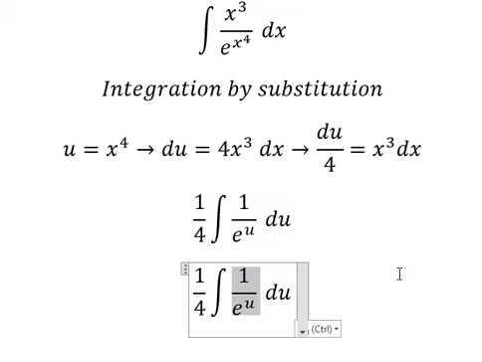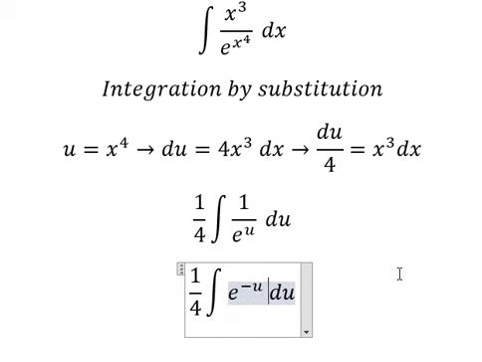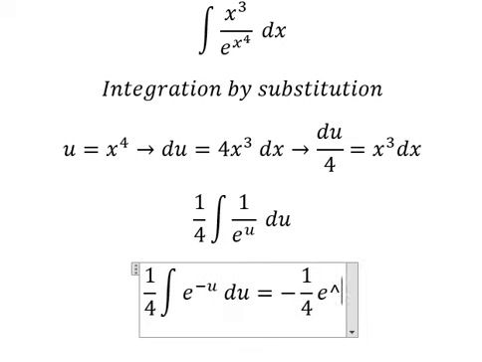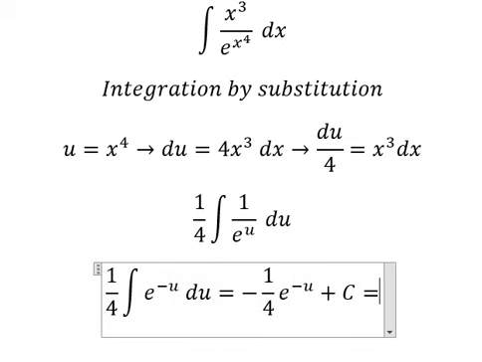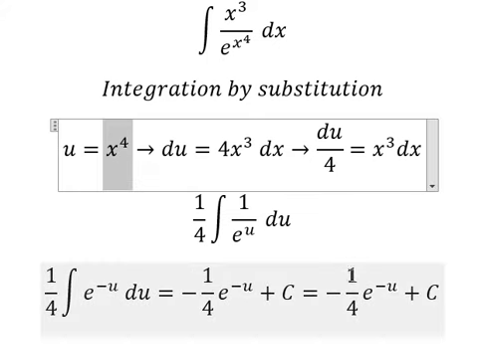So this one we have e to the power of negative u. The integration of this one we have negative 1 over 4 e to the power of negative u, and I will put c. About u, that is about this one.